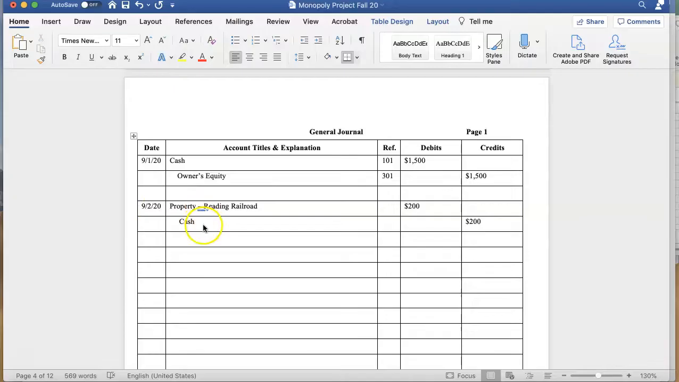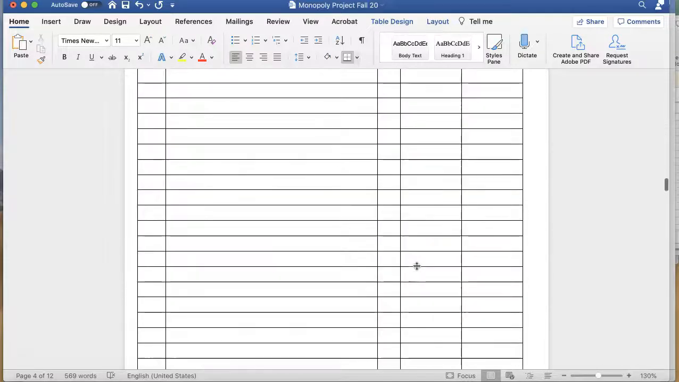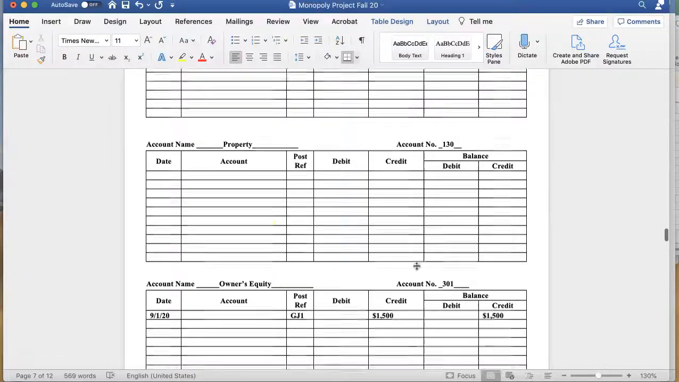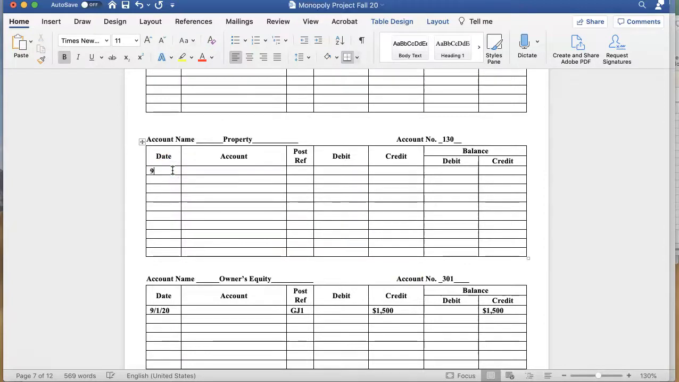My next step is to go back to the ledger and record these accounts. So let's go to the property account and record $200. So let's scroll to the ledger, property account. The date was 9/2. And here I am going to put a note because this is Reading Railroad, and that just helps me delineate which property I purchased here. So Reading Railroad. I know that this information came from GJ page 1, General Journal page 1. It was a debit of $200, and that's the only thing I have in here, so my balance is a debit of $200.